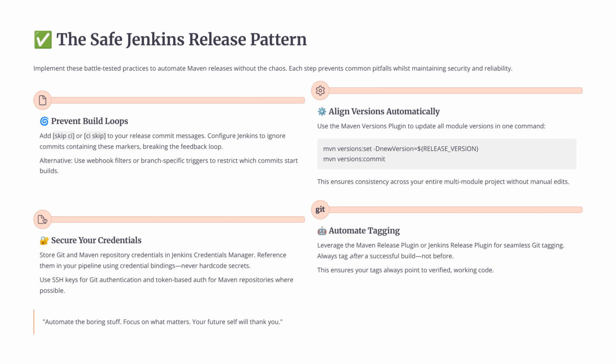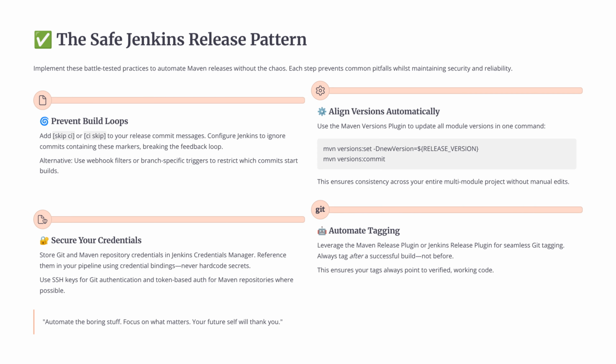Step 3. Secure your credentials. Now, let's talk about protecting your keys. Your Git credentials and your Maven repository credentials should always be stored inside Jenkins Credentials Manager, not inside the pipeline file itself. When the pipeline runs, you can safely inject them only for the steps that need them.